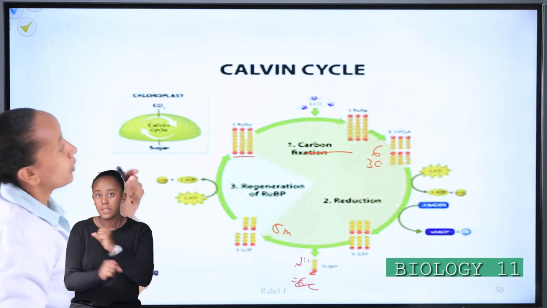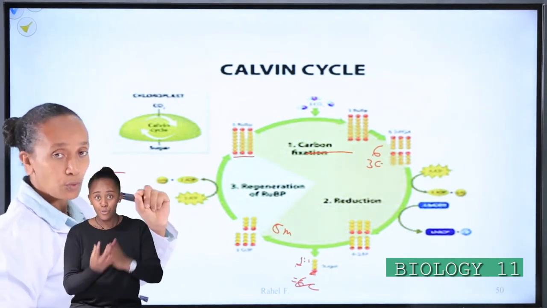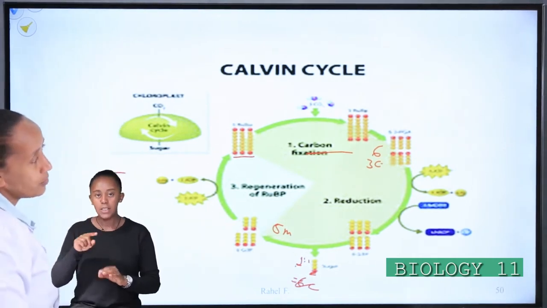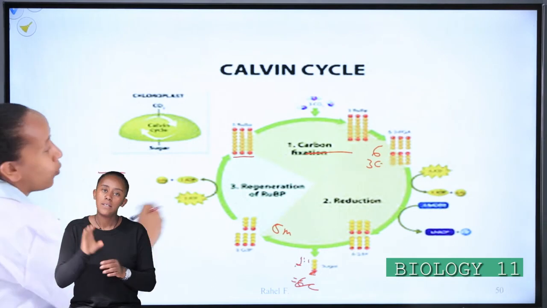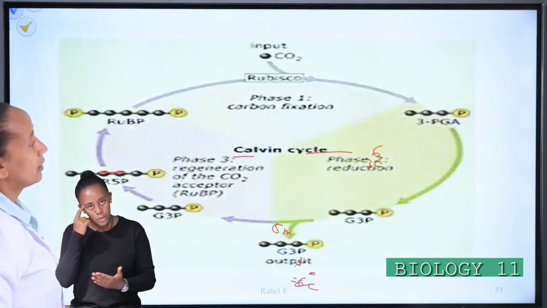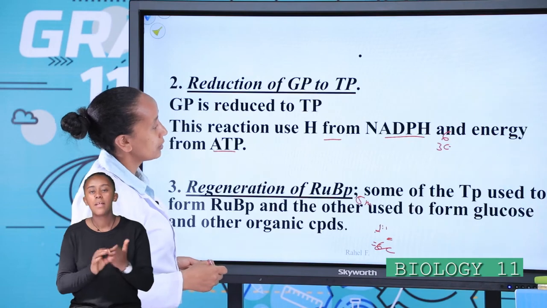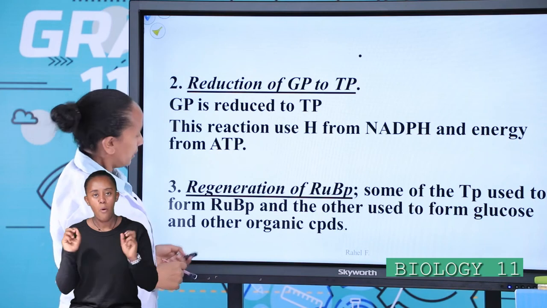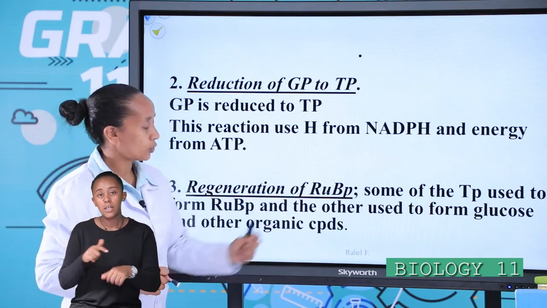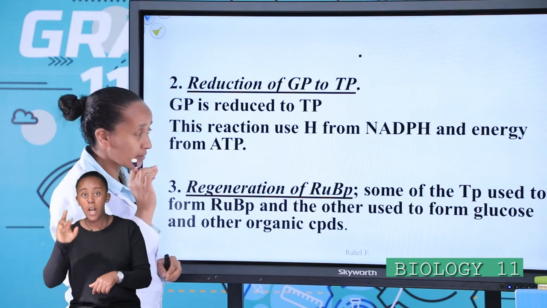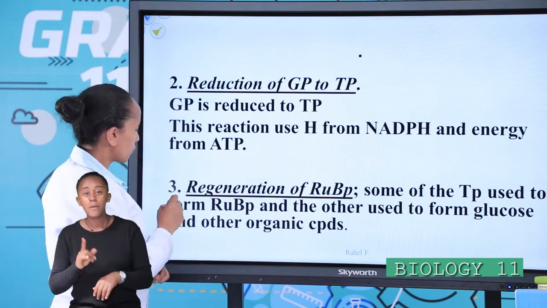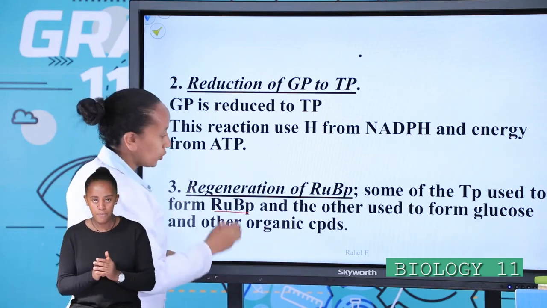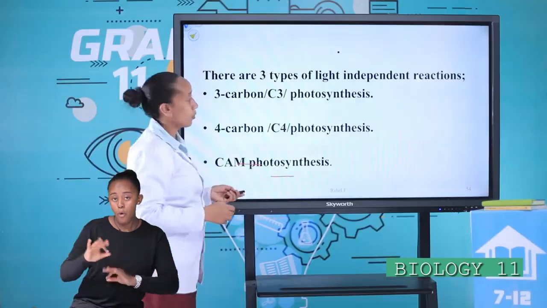That means in order to produce 1 glucose molecule, the Calvin cycle must undergo 2 times in cells. This is why we consider the cycle as taking the numbers double when we calculate the product. Okay, if this is so, during regeneration of ribulose bisphosphate, some of the TP or triose phosphate is used to form ribulose bisphosphate, 5 molecules. The remaining 1 molecule is used to form organic compounds.